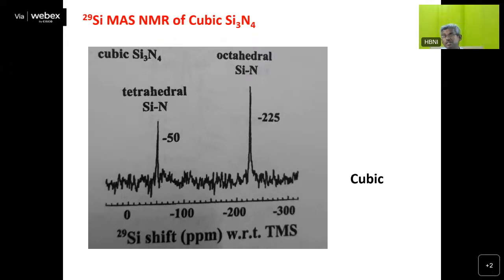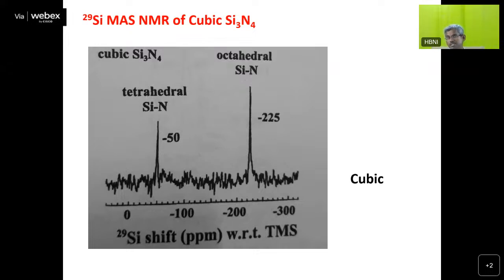Similarly, as I mentioned in the first or second class, as the coordination number increases, the chemical shift decreases. Decreases means the chemical shift becomes more and more negative, meaning shielding will increase. For example, if you take tetrahedral silicon with silicon-nitrogen linkages, silicon having 4 nitrogen as near neighbors, we will get a chemical shift of -50. But if you go for a silicon nitride system with 6 nitrogen as near neighbors, you get a more negative value of chemical shift, meaning shielding is more. As the coordination number increases, shielding increases.